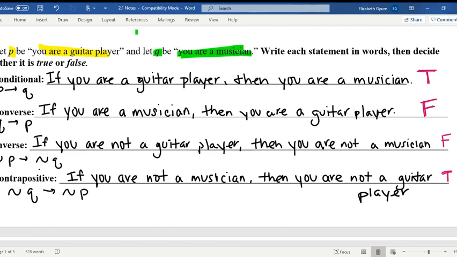So that's it for this video. In the next one, we're going to talk about some definitions and some biconditional statements and do some examples with those.